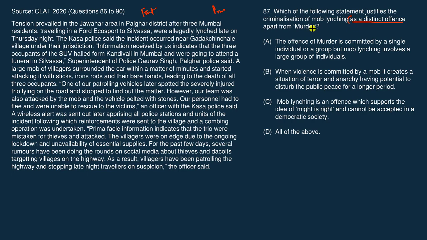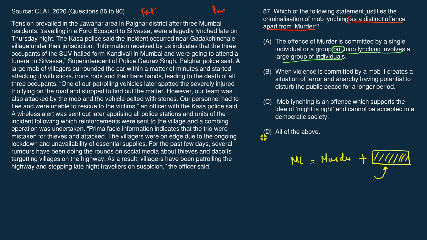As a distinct offense apart from murder. So basically we are looking at something that says that mob lynching is something beyond murder. That is what you're looking at. Something that says it's not just murder, something that is beyond murder. Okay. The offense of murder is committed by a single individual or a group, but I like the but here. Mob lynching involves a large group of individuals. So murder is committed by a single group, but mob lynching is something more than that. Therefore, mob lynching is something that is apart from murder.